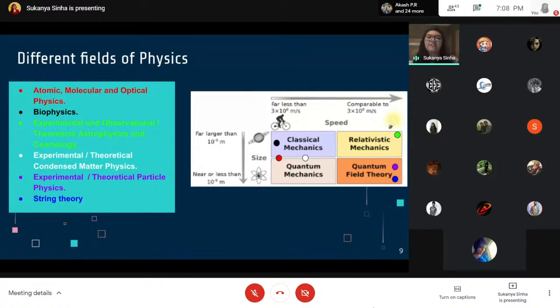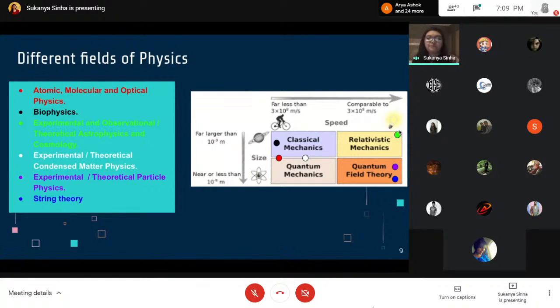Then I have three other fields, which are theoretical and observational astrophysics and cosmology, which deal with extremely large objects like celestial bodies and extremely high speeds, comparable to the speed of light, as you can see from the green blob here.